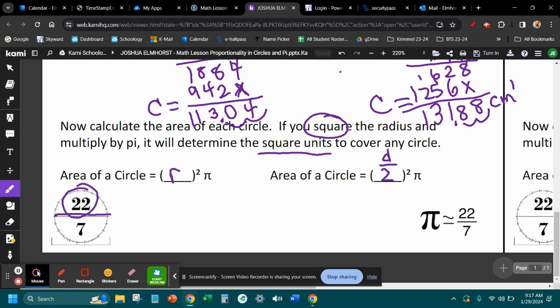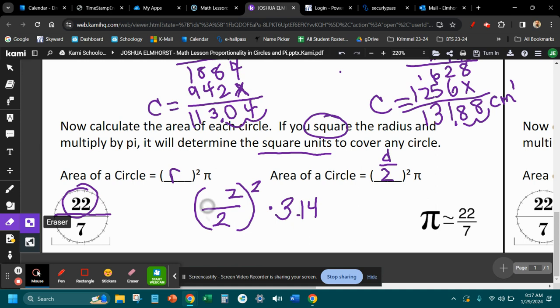So right here, if we had the diameter of 22 divided by 2, we're going to square that and then multiply it by 3.14. So the distance, oh, that is incorrect. I was looking at the wrong thing. 22 is the circumference, 7 is the diameter. We're going to do 7 squared.